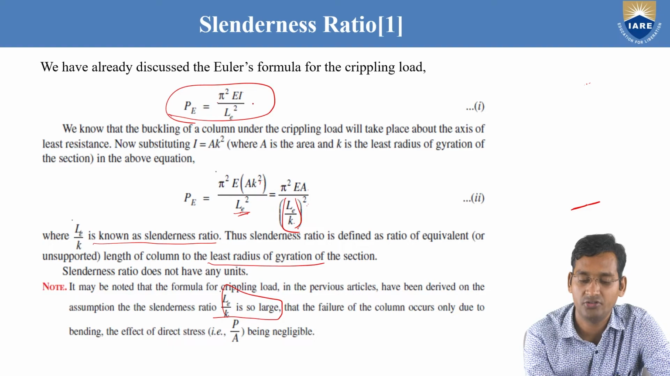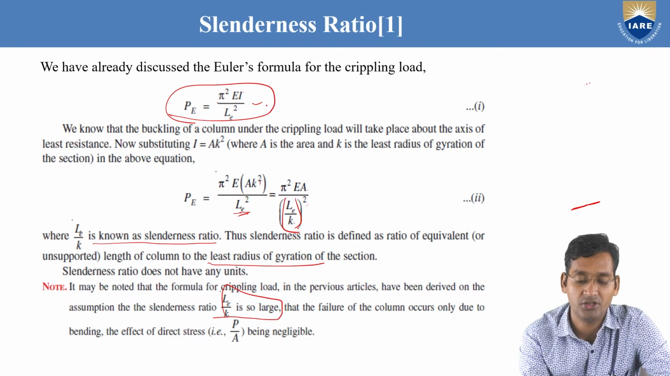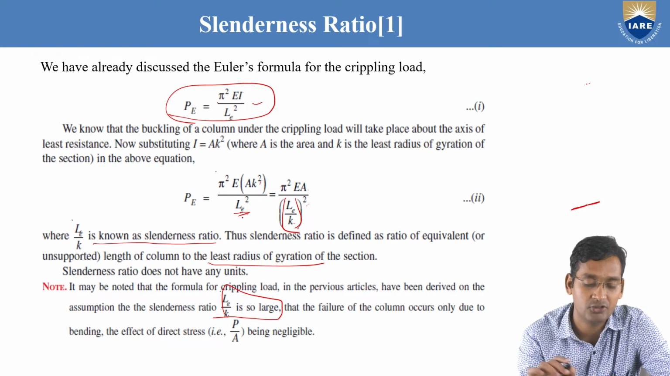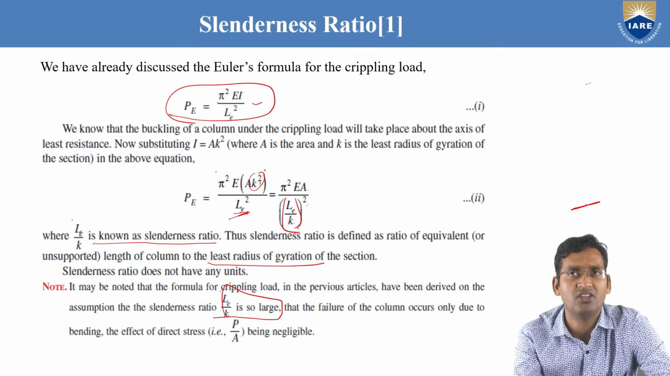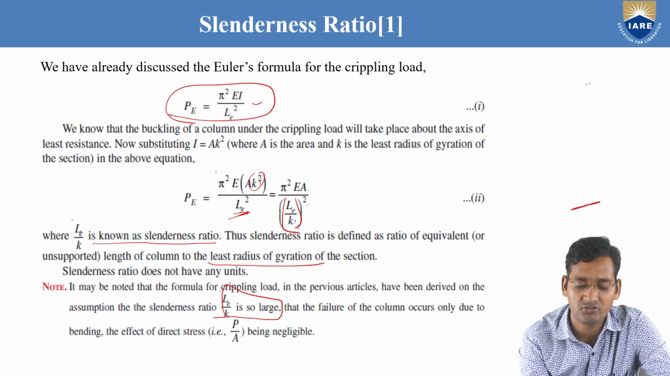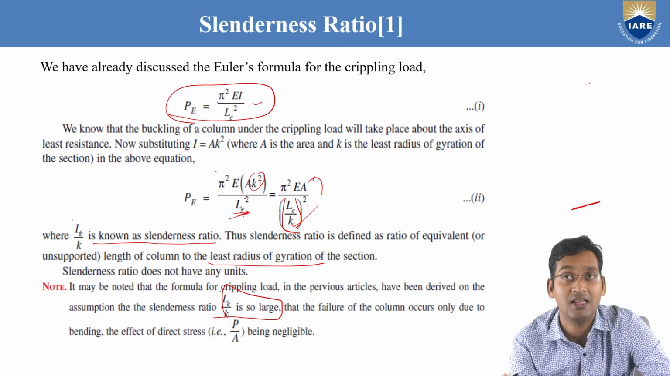Next, this is already Euler's formula. Now here what we are doing is changing I, the moment of inertia, to A k square, where k is the least radius of gyration. After putting this, P E equals pi square E into A k square by LE square, and hence this will be pi square EA. Now just take k square here, so we can write it as (LE by k) square.